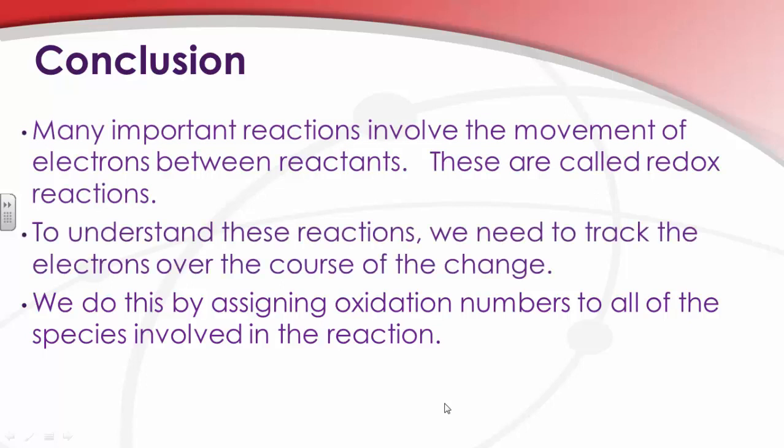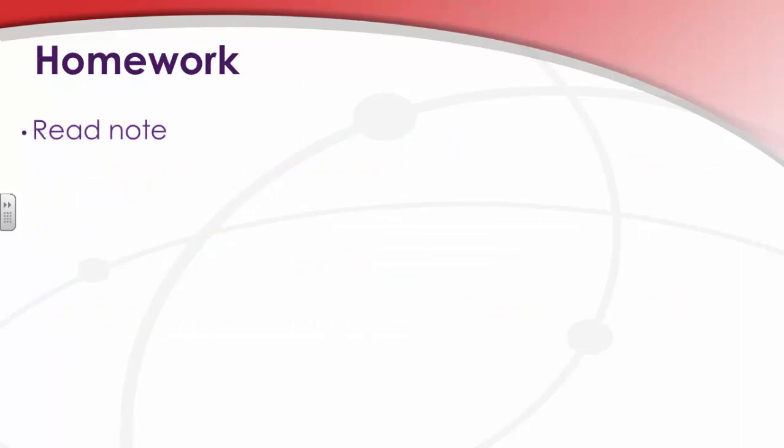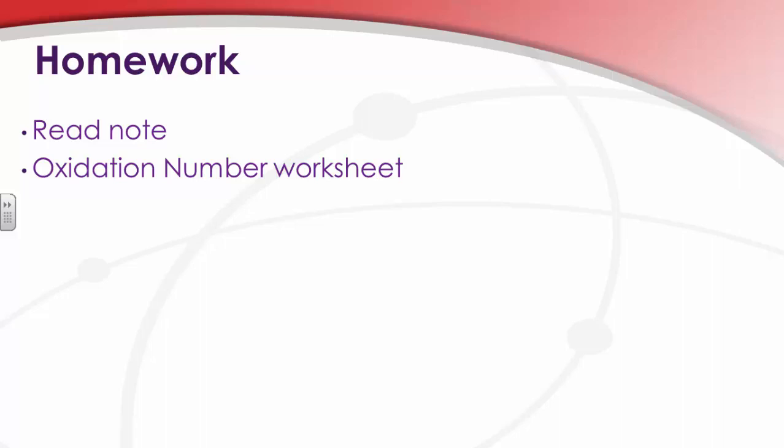Okay, so to conclude then, we have lots of important reactions to think about that involve the movement of electrons between reactants. We call these redox reactions. In order to understand them, we have to track the electrons over the course of these changes, and we do this by assigning oxidation numbers to the species involved. So for homework, please read over the note and have a look at the oxidation number worksheet. You should be able to work through most of those today.